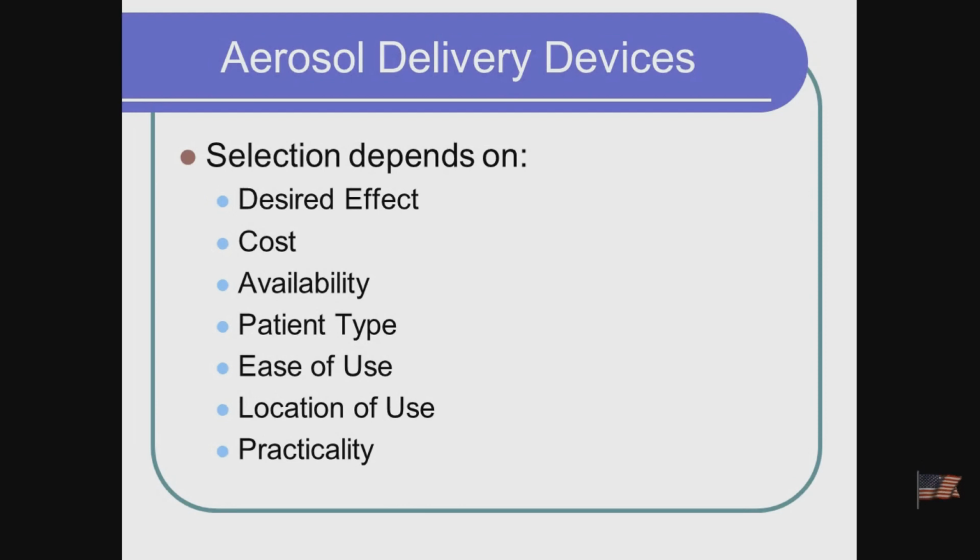Patient type, we talked about pediatric. If I'm delivering to a baby versus a child versus an adolescent, an adult, an old person, that all has to be taken into account. Ease of use. Is it easy to train? Can I teach a 5-year-old to use an MDI effectively? Location of use. If I have a device which requires power, that makes it impractical when you're at a picnic and you don't have power available, unless you can use the car battery.